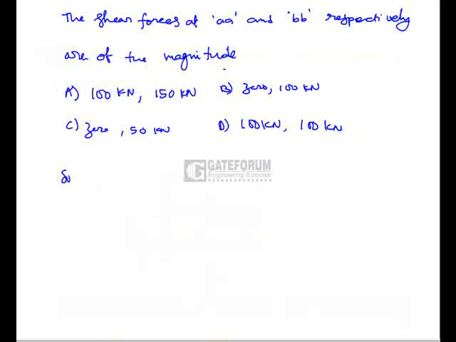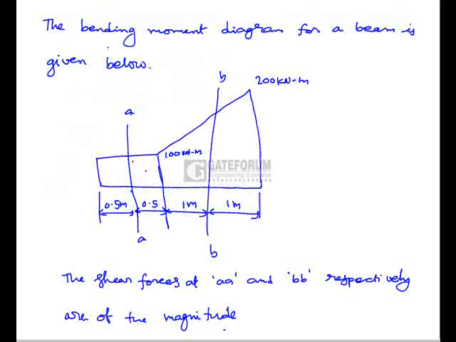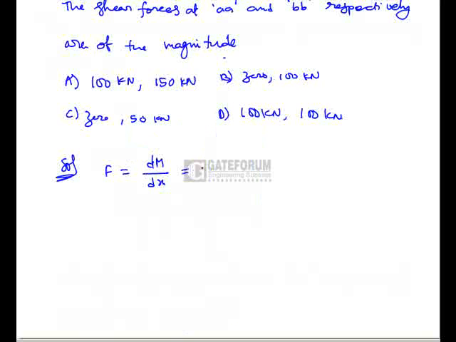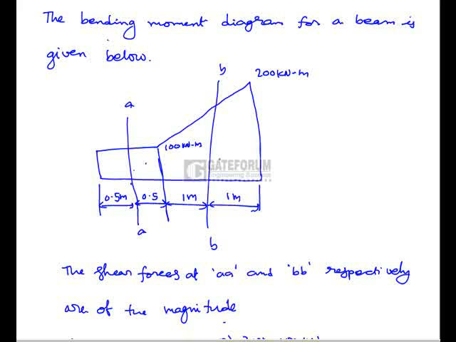We know that the shear force is nothing but the rate of change of bending moment with respect to x. At the section AA, the bending moment is constant over the 1 meter span. That means the shear force is 0 here. There is no change in moment, so over the portion at the section AA it is 0, and at the section BB it varies linearly from this point to this point.